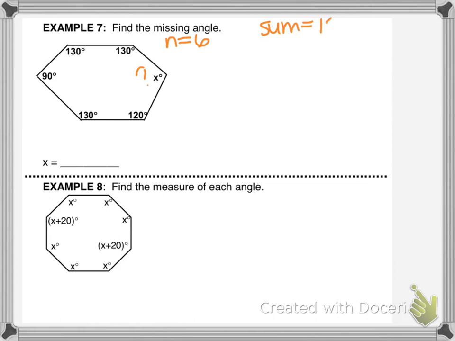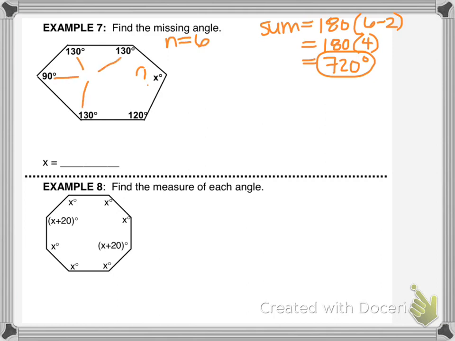is equal to 180 times n minus 2. Our n is 6. 6 minus 2 is 4. 180 times 4 is 720. So all 6 of those angles need to add up to 720. If we add up the ones that we currently have, those add up to 600 degrees.